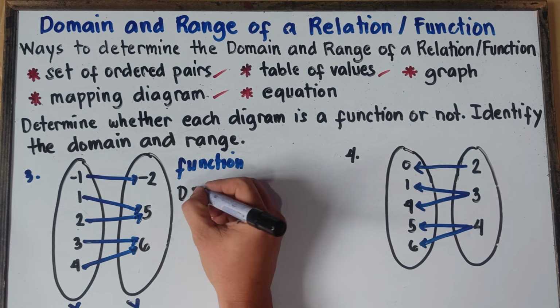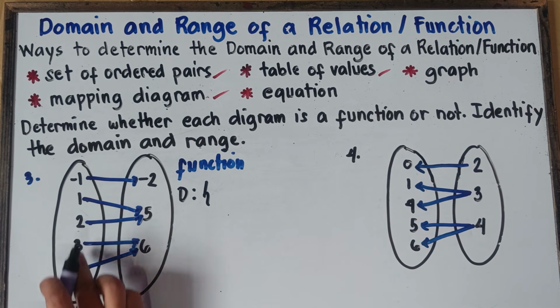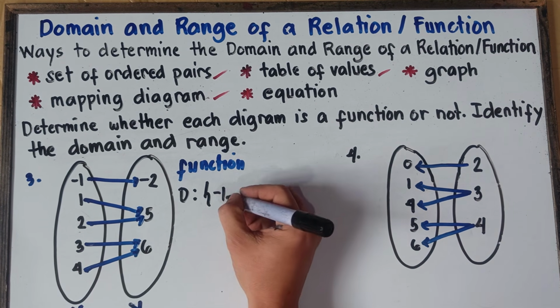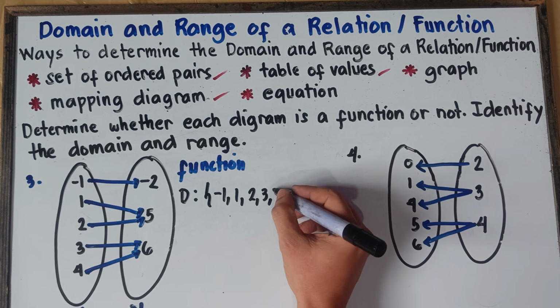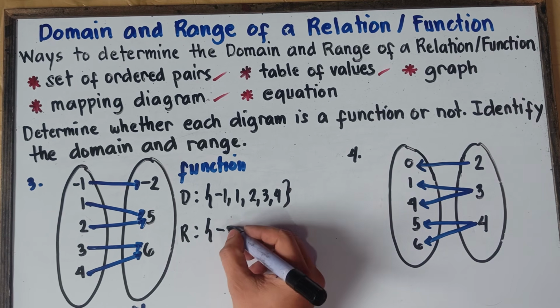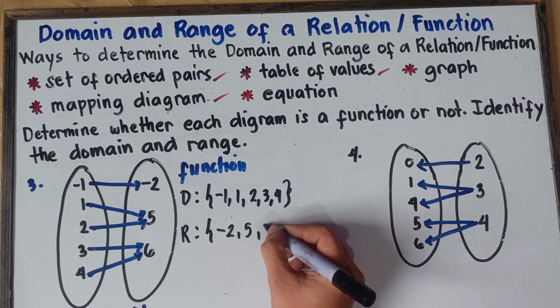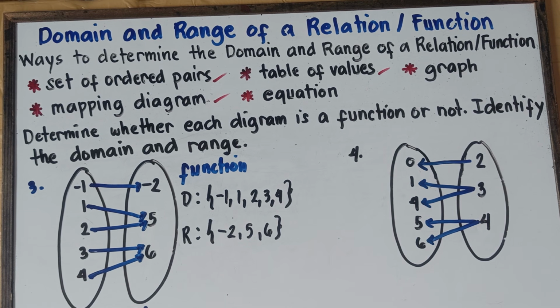Alright, so the domain: the arrow begins right here. So we have -1, +1, 2, 3, and then 4. For the range, we have -2, +5, and then 6. That's it, class. Easy as that, class. Alright, so let's have example number 4.